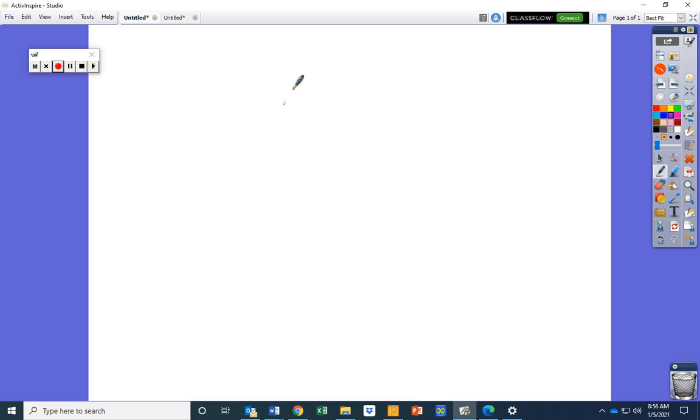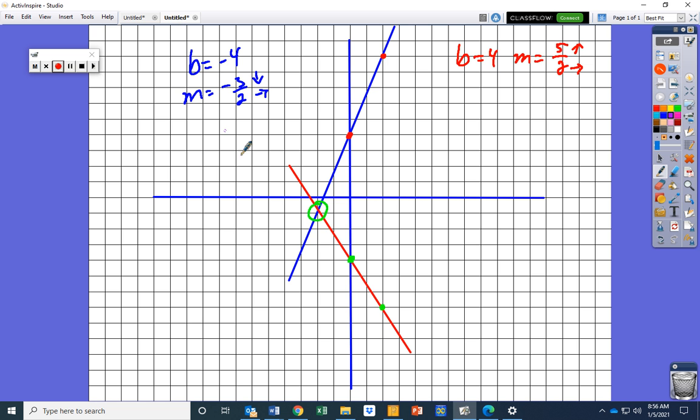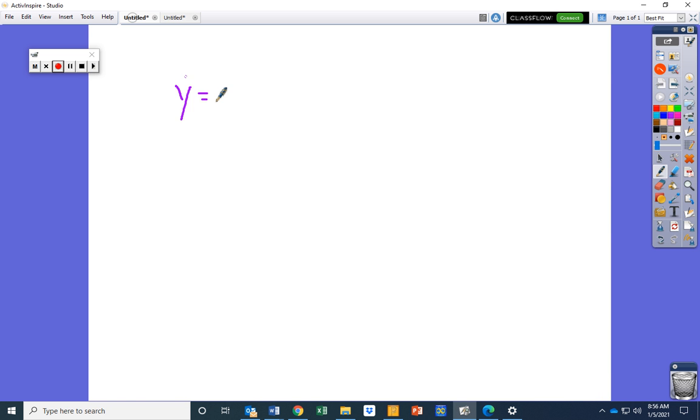All right, so let's try a simple one, okay? Let's say I've got y equals negative 1/4 x plus 4, and I've got y equals 5/4 x minus 2. Okay. In your notes, identify the slope and the y-intercept for each of these. Do it. Do it good.